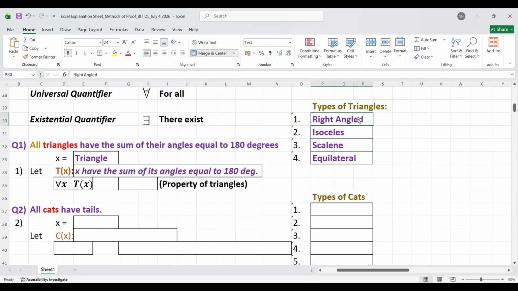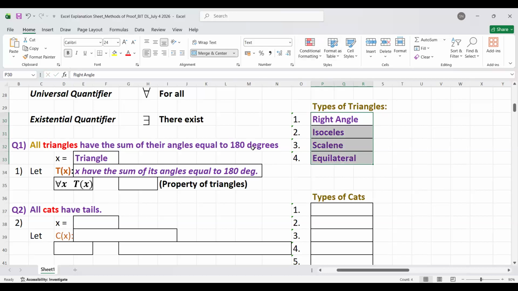Right angle triangle, you see that one of the angles will be 90, and sometimes the others will be 45, 45. Or it could be 30, 60, or it could be 20, whatever. But if it's right angle, there will be a 90. The other 2 angles will add up to 90. Isosceles, the same thing. Scalene, the same thing. Equilateral, we know 60, 60, 60. So it is a property of triangle.